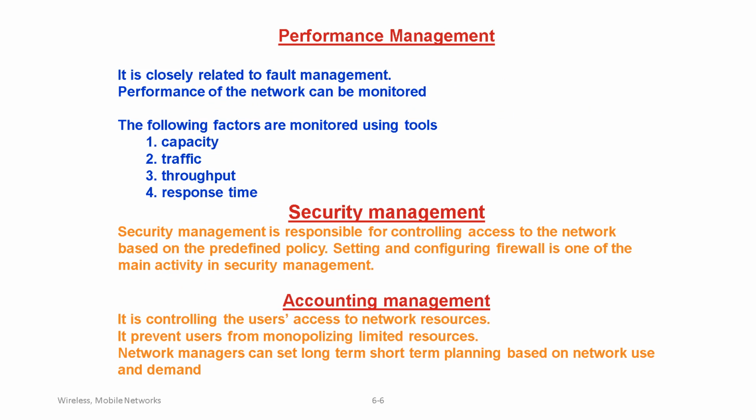Next is the performance management, and it is closely related to fault management. The performance of the network can be monitored. The following factors are monitored using various tools. They are capacity of the network or the devices, and the traffic, and the throughput, and the response time. These are the factors which will affect the performance of the entire network.